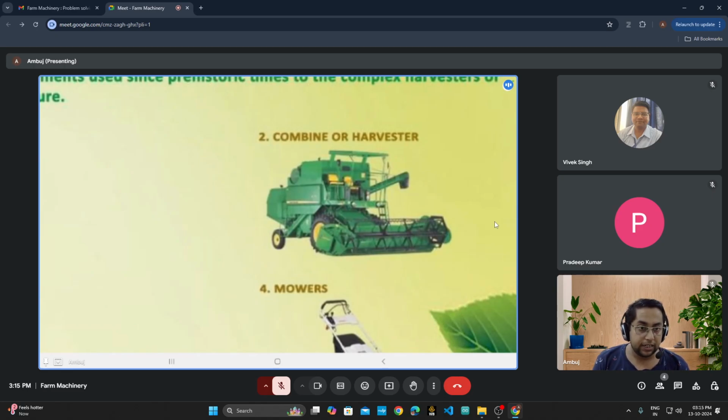Then, inside it, a provision is there so that the cleaning, grading, dehusking, and threshing, the entire operation, is performed. After that the grain is separated from the crop, and you get the processed crop. Any doubts?